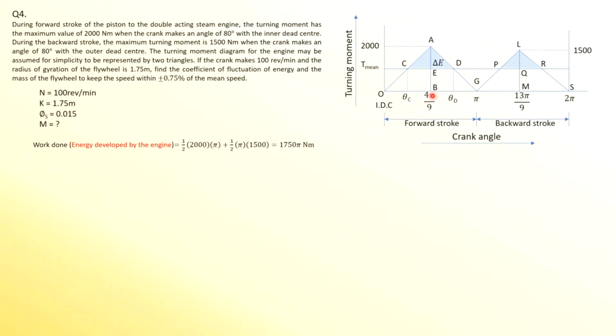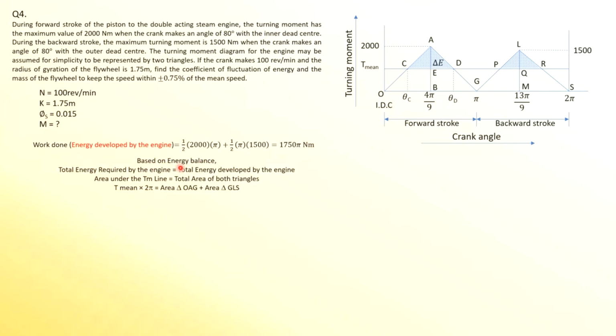So the area of the first triangle is half times height, 2000, multiplied by the base, which is pi. Then plus the area of the smaller triangle, half, multiplied by 1500, which is the height, and times the base. So this will give you the total area of both triangles, which is also equivalent to the energy developed by the engine, 1750 pi Newton meter.